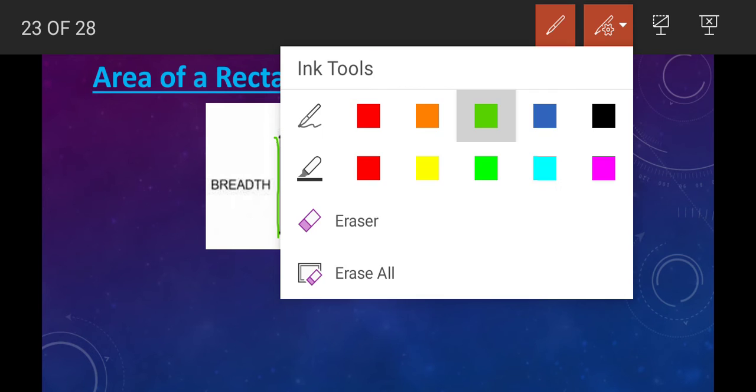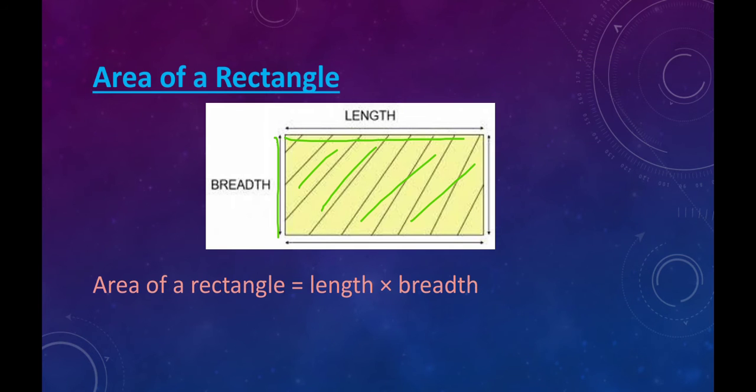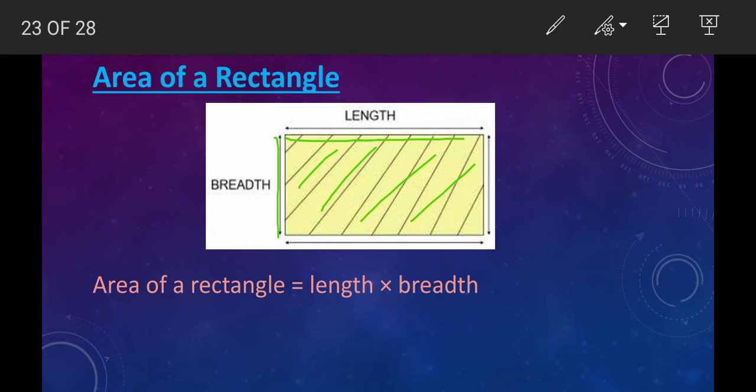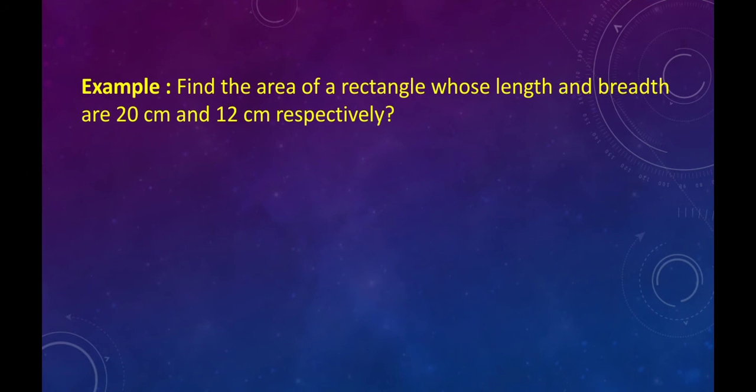Next, area of the rectangle equals, as you know, the length is the longer side and breadth is the shorter side. So if we multiply those two, we will get the area of this figure, that is area of rectangle equals length multiplied by breadth. Now come to an example.